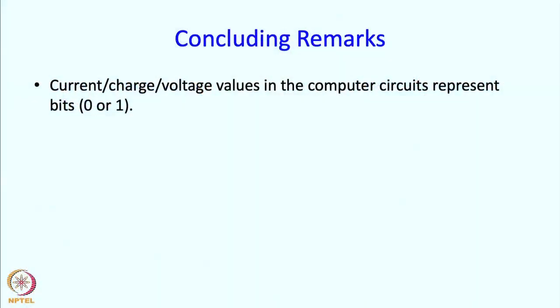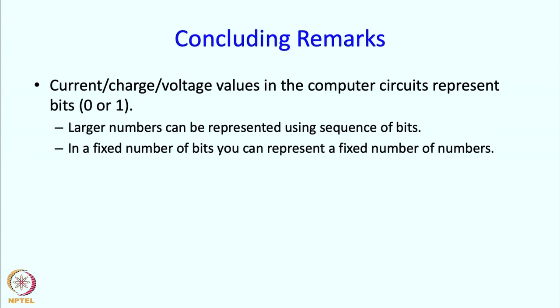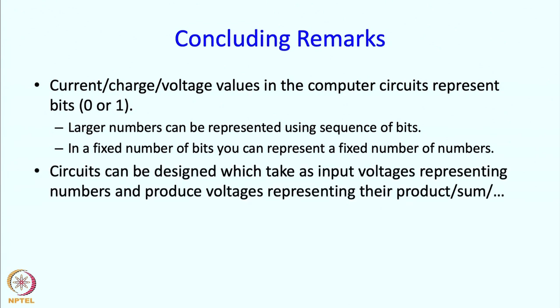Some more remarks. We also talked about how numbers are represented, and we said that numbers are represented using currents, charge, voltages. Okay. Numbers larger than 0 or 1 can be represented using a sequence of bits, or a sequence of zeros and ones. An important point to remember, of course, is that if you have a certain fixed number of bits, then you can only represent a fixed number of numbers. So, if you want to represent a larger range of numbers, or if you want to represent numbers more precisely, you will need to use more bits.